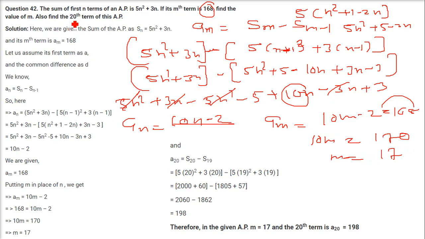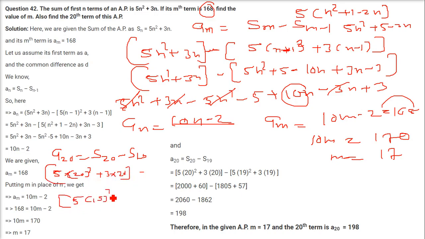In order to find the 28th term, what you can do? A28 will be equal to S28 minus S27. So just put here 5 into 28 square plus 3 into 28, minus 5 into 27 square plus 3 into 27. You can just solve it and you get 278.